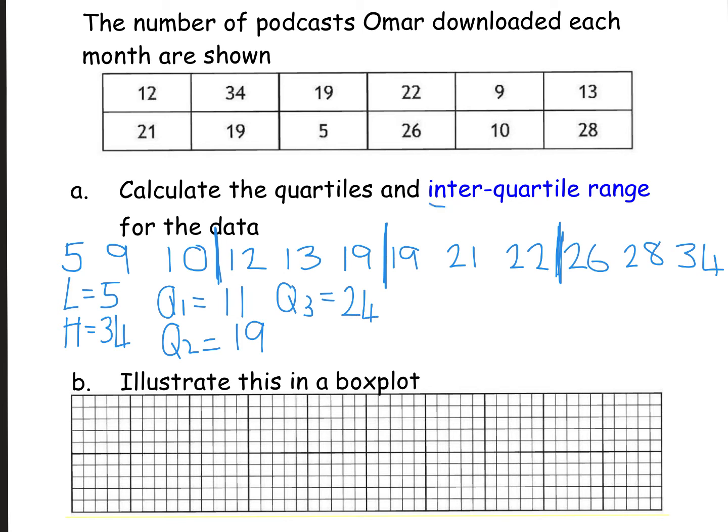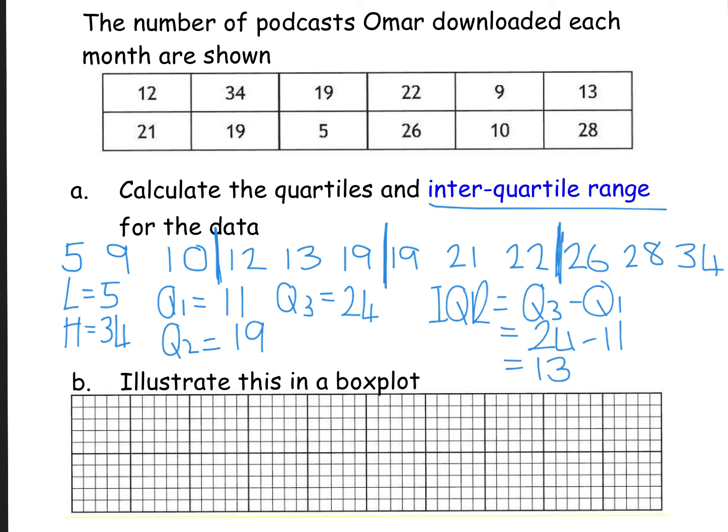Now, just watch, this one asks for interquartile range, so there's no halving bit for it. Remember, range is highest take away lowest. They want the quartile range, so we're doing Q3 minus Q1. So our interquartile range is Q3 minus Q1, which in this case is 24 minus 11, and it's 13.